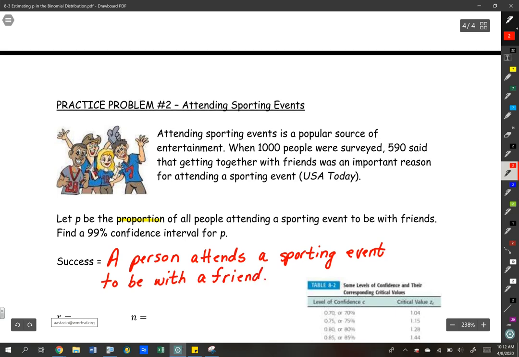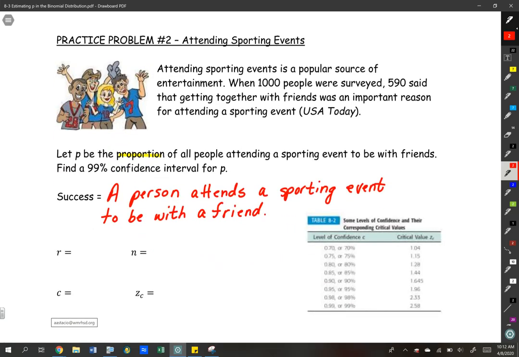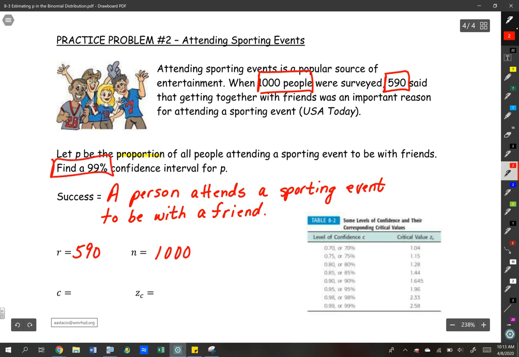Okay, that was a mouthful. R in this case is the number of successes, so how many people actually said that was true, 590. N is the number of trials, so how many people were asked this question. Confidence interval. Find a 99% confidence interval. We're looking for z sub 0.99, right? Right here, 2.58.